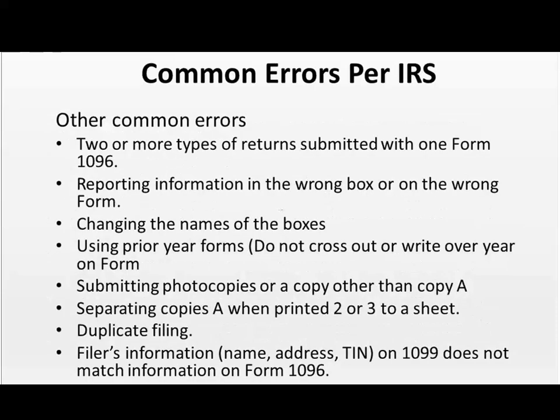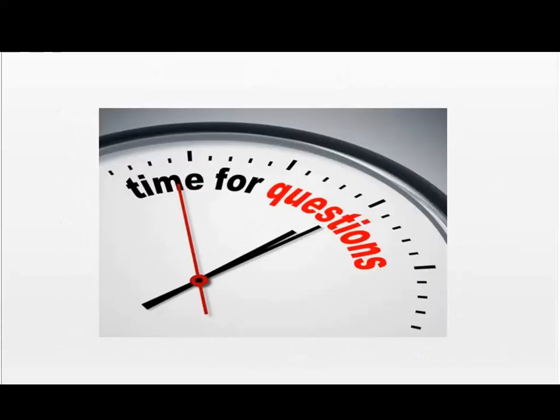Other forms: 2 or more types of returns submitted with one form 1096, reporting information in the wrong box or on the wrong form, changing the names of the boxes, using prior year forms, submitting photocopies, separating copies A and filer's information does not match.